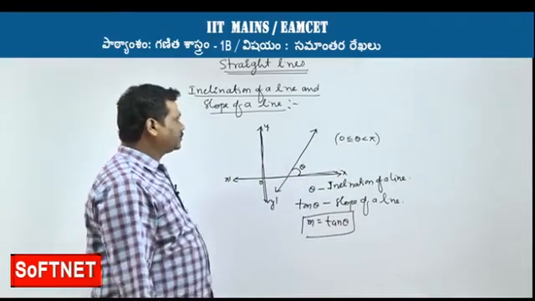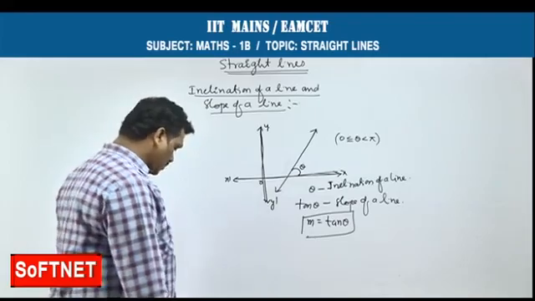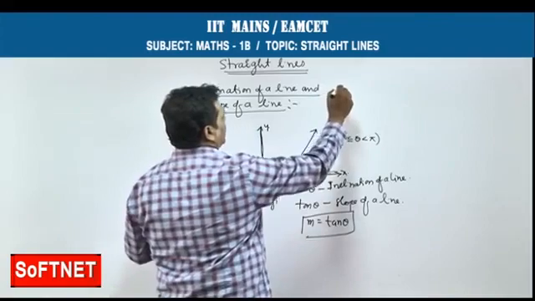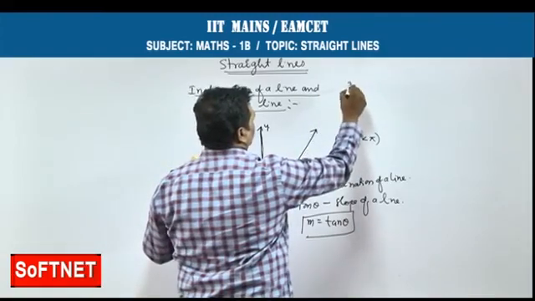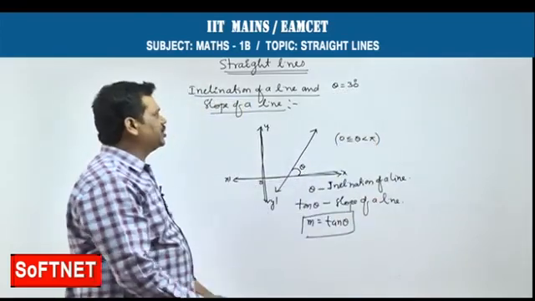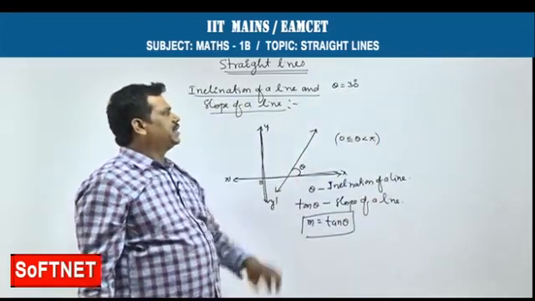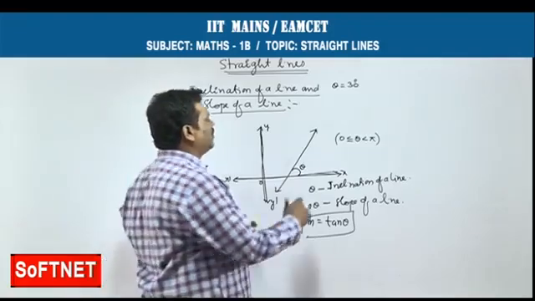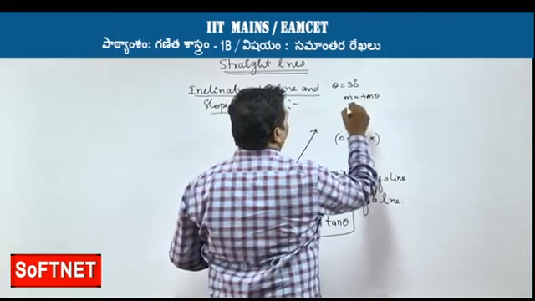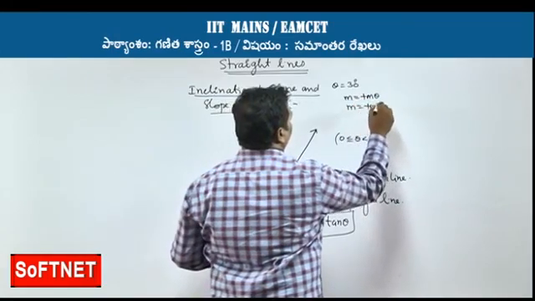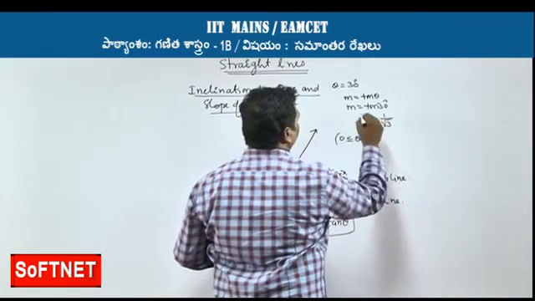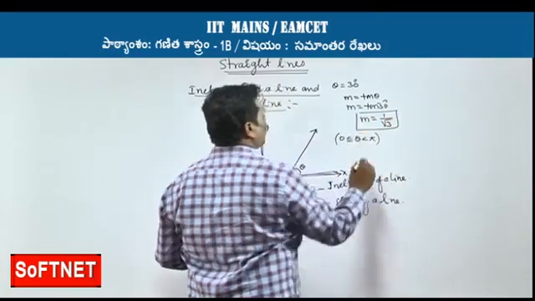For example, the inclination of a line is 30 degrees. That means theta is equal to 30. The inclination of a line is 30 degrees, then what is the slope of the line? m is equal to tan theta. So here m is equal to tan 30 degrees. So here m is equal to 1 by root 3. The slope of the line is 1 by root 3.